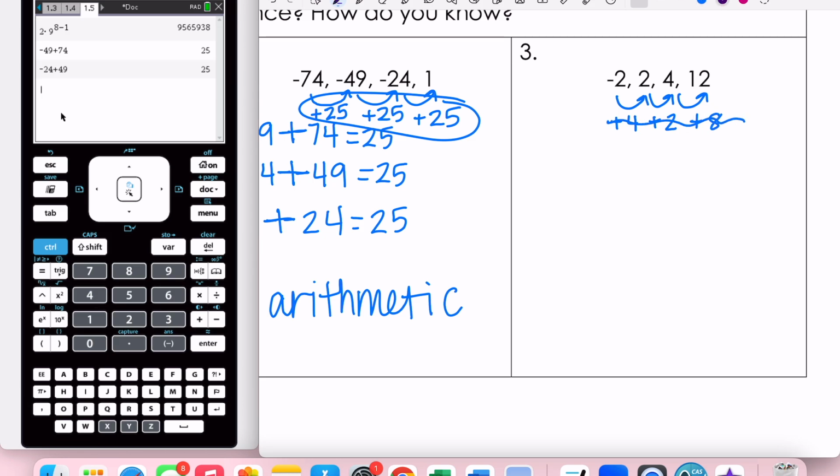Let's go ahead and check to see if I have a common ratio instead. To get from negative 2 to positive 2, I would take 2 divided by negative 2, and I end up with negative 1. So here I multiply by negative 1. To get from 2 to 4, I multiply by 2. And to get from 4 to 12, I multiply by 3. So here I also do not have a common ratio. Because I do not have a common difference and I do not have a common ratio, this is neither.